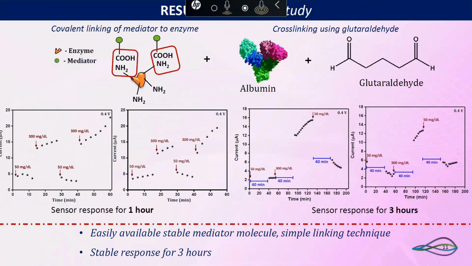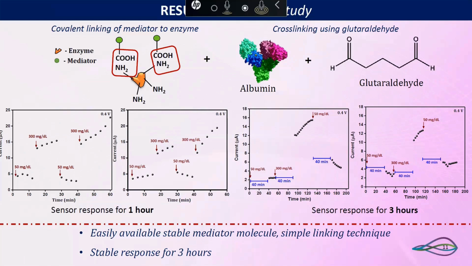As I said, mediator leaching was a very big problem, because having a gel or a chemistry that can stay on the electrode surface for several days is not an easy task. So we started with a mediator molecule that contains functional groups which we can link covalently to the amine groups of the protein, and then further cross-link it with albumin and glutaraldehyde. With that particular sensor, we got a response for about 1 hour.